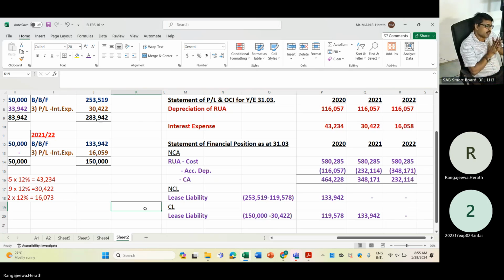Okay. This is the lessee's financial statement, right? In the books of lessee. Then we discuss how to prepare this lease liability repayment schedule, right?